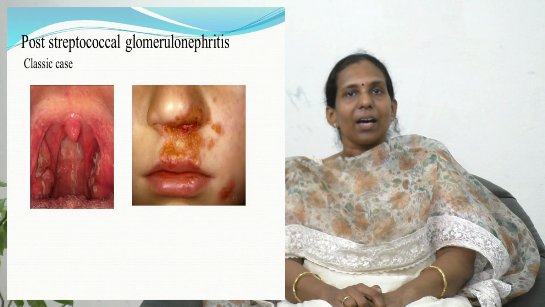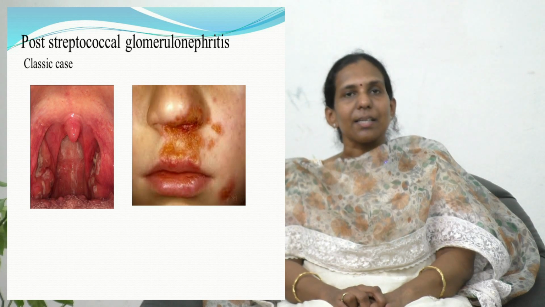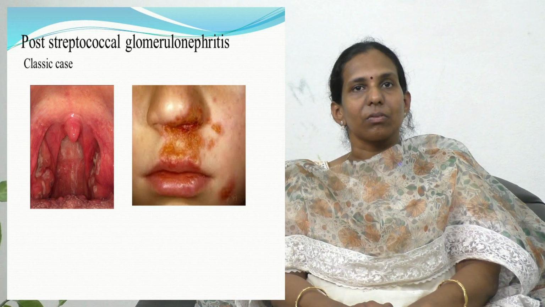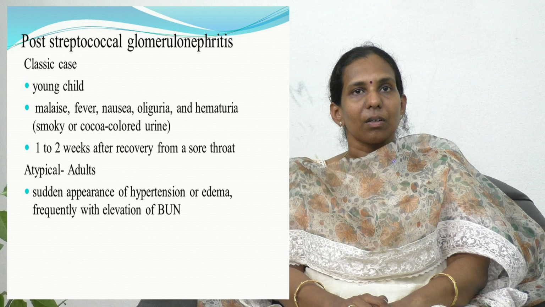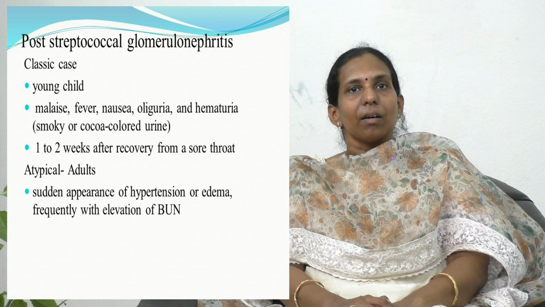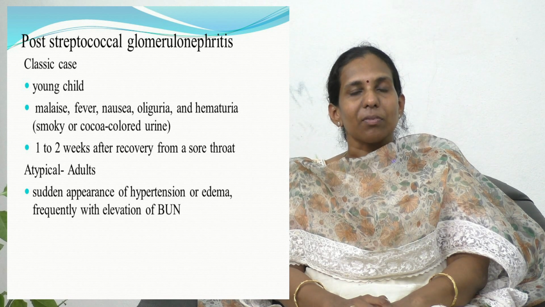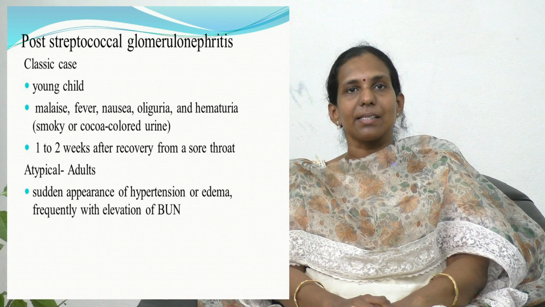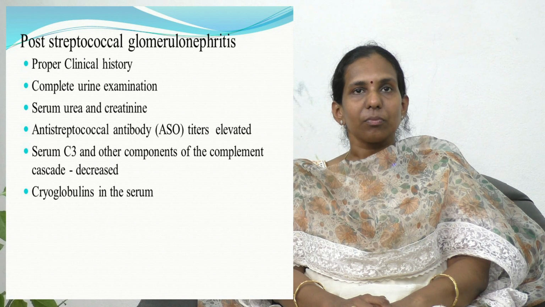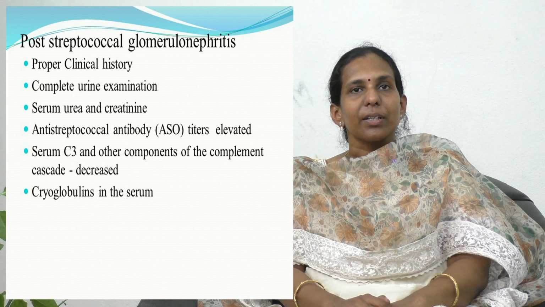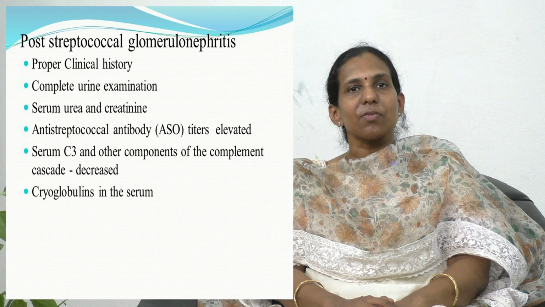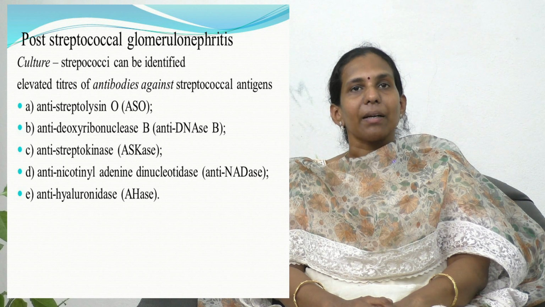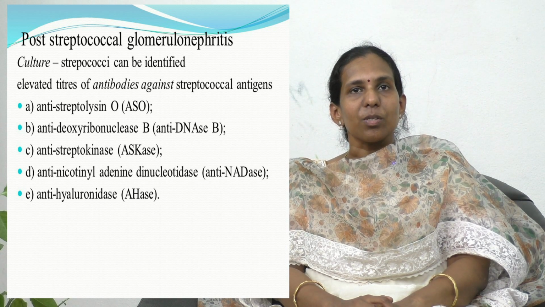The clinical case: the patient complains of pharyngitis and eczema. A young child comes to the clinic with a history of malaise, fever, and a duration of 1 to 2 weeks after the onset of the pharyngitis and the renal symptoms. So proper clinical history taking, complete urine examination and serology are very important for the diagnosis. This is the panel of serology, all the antibodies which have to be tested for the final diagnosis.